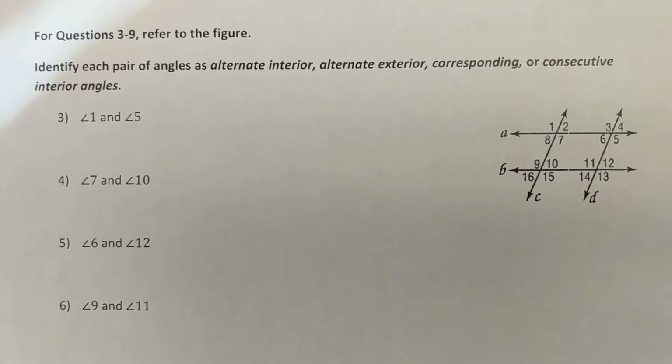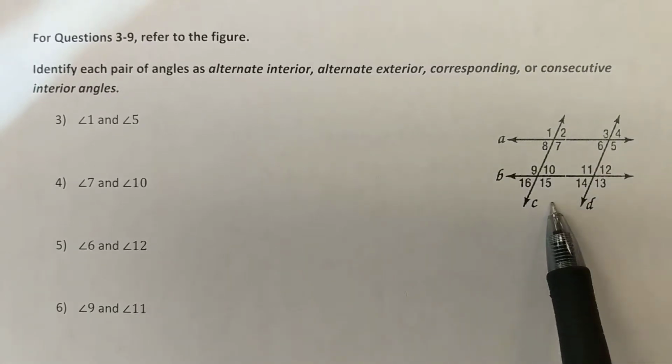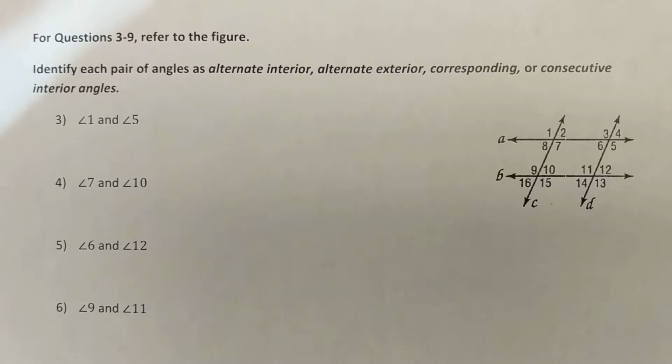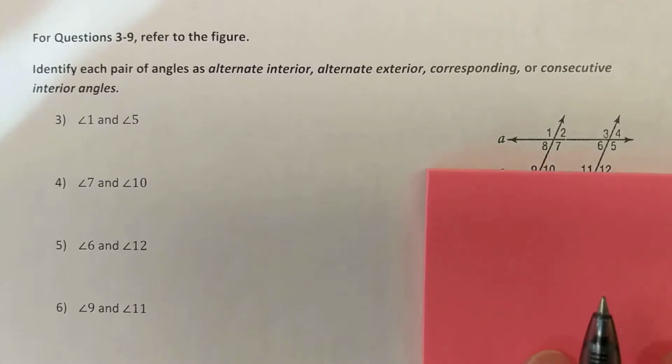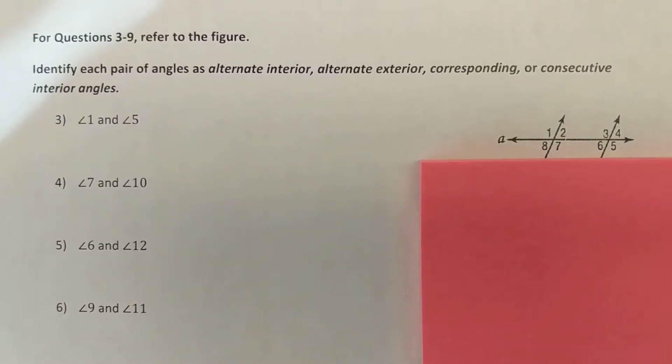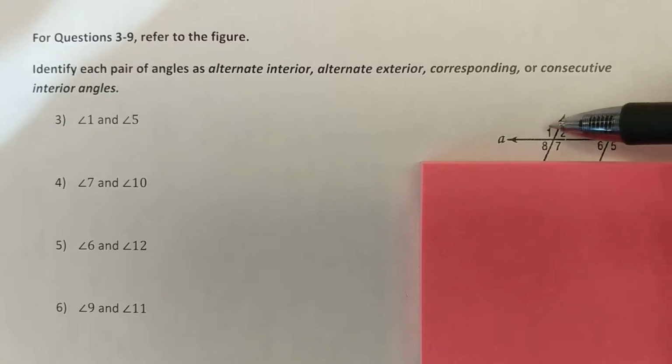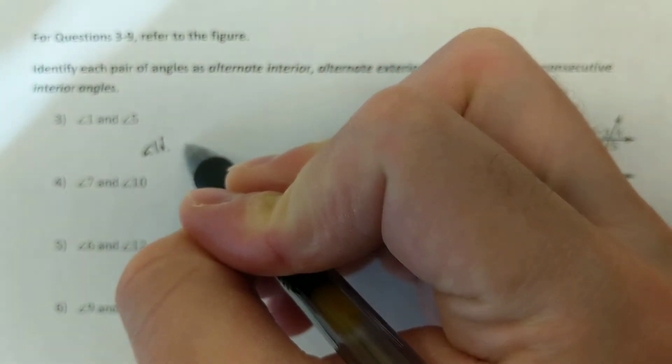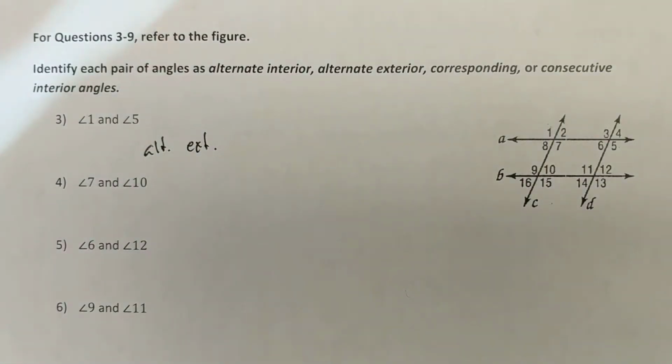Okay, let's see here. Questions 3 through 9 refer to this image over here. Identify each pair of angles as alternate interior or alternate exterior, corresponding, or consecutive interior angles. So 1 and 5. First find 1 and 5. Now you're only working with 2 of these lines at a time, so if you're doing 1 and 5, you don't need that line right there. There's angle 1, there's angle 5. They are alternate because 1 is above and 5 is below. They're also exterior because they're not in between the 2 lines. So 1 and 5 are alternate exterior angles. Got blurry there.